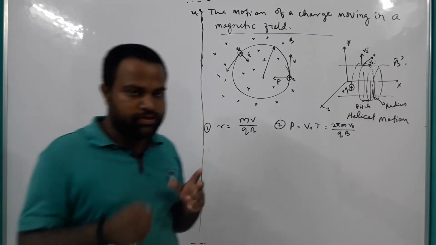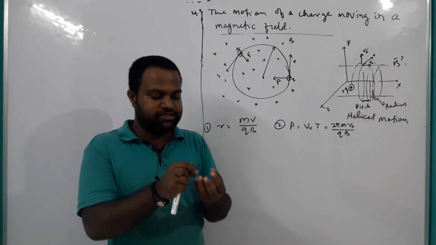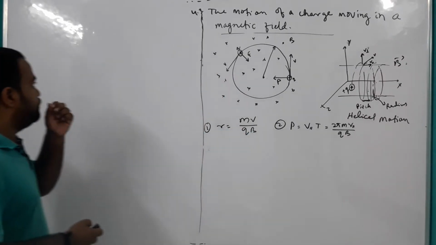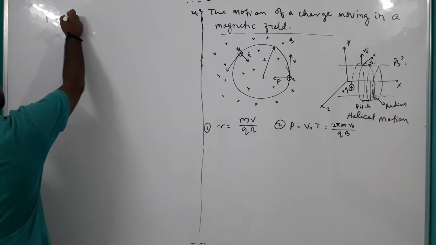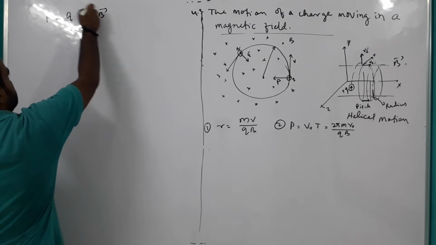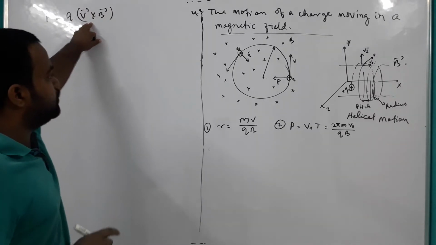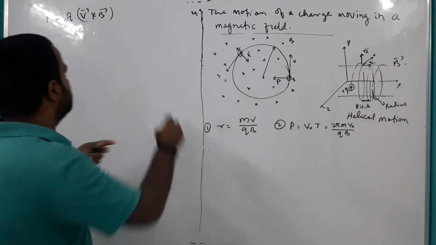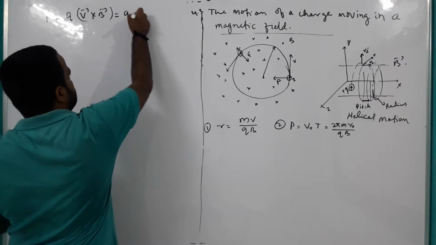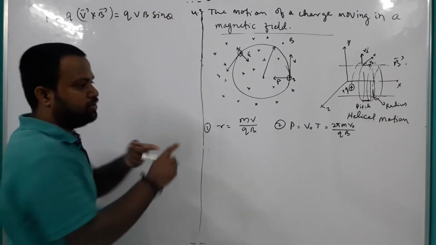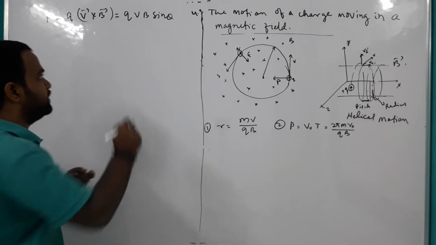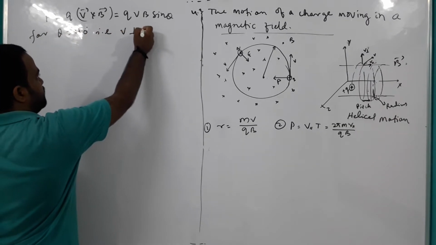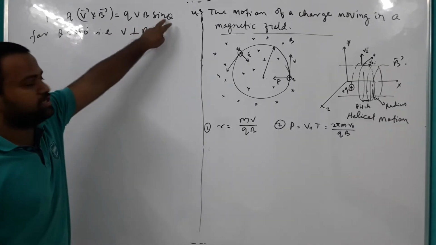So the first thing, as we know, when a charge particle is inside a magnetic field, it experiences a force, and that force is Q V cross B. If the velocity of the particle is perpendicular to the magnetic field, then it is Q V B sin theta. For the perpendicular case, theta is 90 degree, that is V is perpendicular to B.